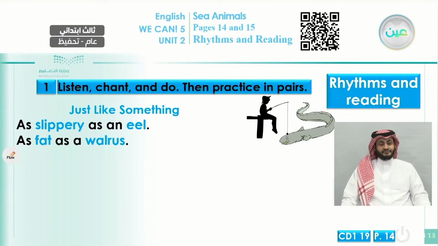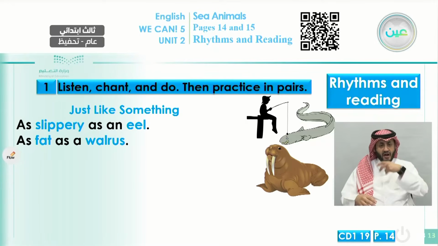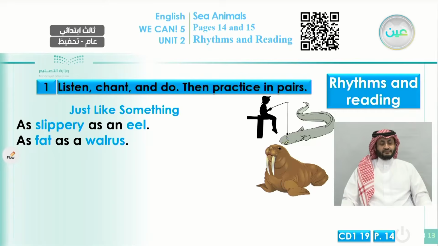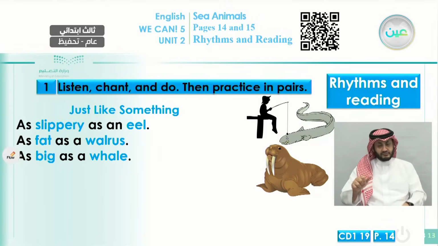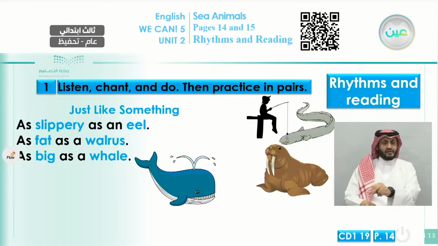Also, this is another sentence, as fat as a walrus. What is the walrus? This is the walrus. It is very fat. It's not fast, it is fat. Also, we can say as big as a whale. You know that the biggest animal in the world is the whale. So this is the whale. And if you want to compare things that are very big and have the same degree of size, you say as big as a whale.